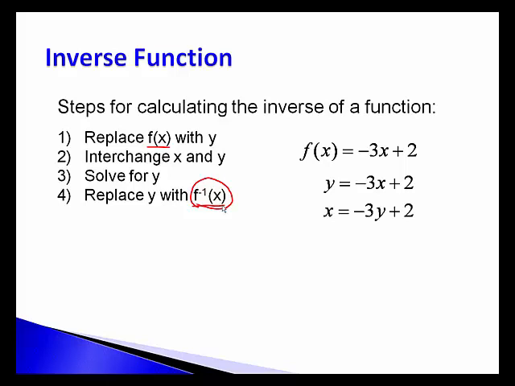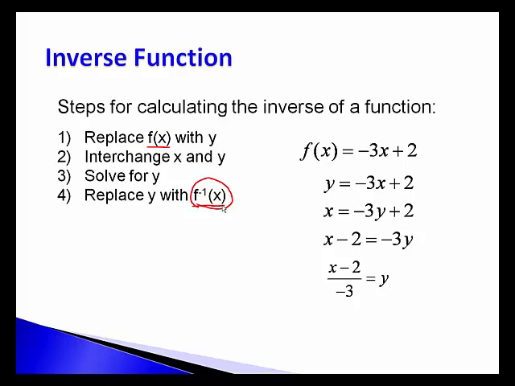Then we're told to solve for y. Well, remember, if I want to get that y by itself, I need to start undoing those things that have been done to it. So I'll start by subtracting 2 from both sides. So I now have x minus 2 is equal to negative 3y. I still want to get y by itself because I'm solving for y. So I need to divide both sides by negative 3. When I do, that gives me x minus 2 divided by negative 3 is equal to, and on the right side, when I divide by negative 3, I just get y. And the last step says replace y with f inverse of x.